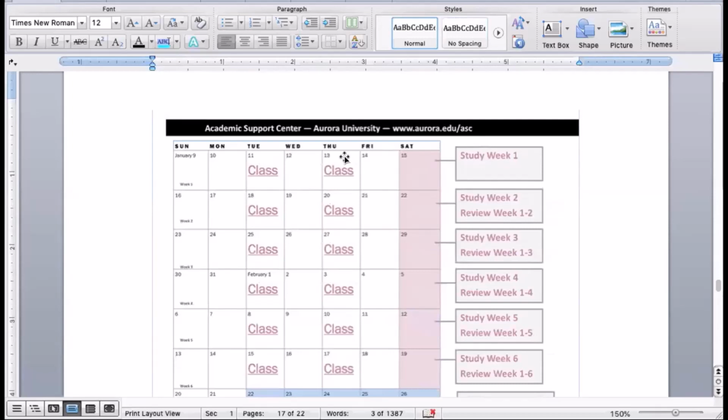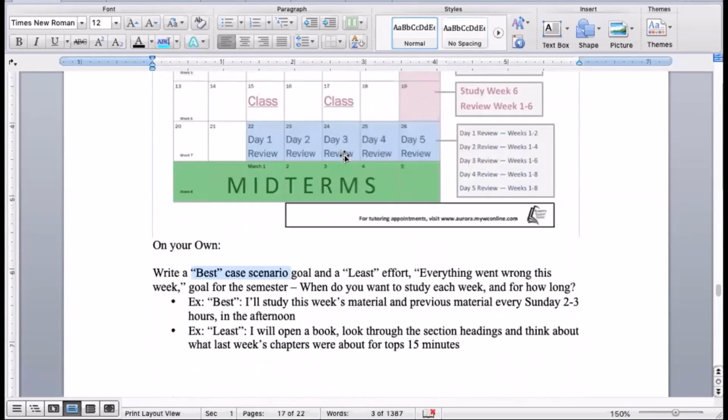Are you going to be doing that 1 hour of interleaving? How are you picturing your best day, your best week of studying? And then I also want to ask you to come up with a least effort plan for the weeks where literally everything goes wrong, nothing's worked. I feel sick. My friend said something hurtful to me.